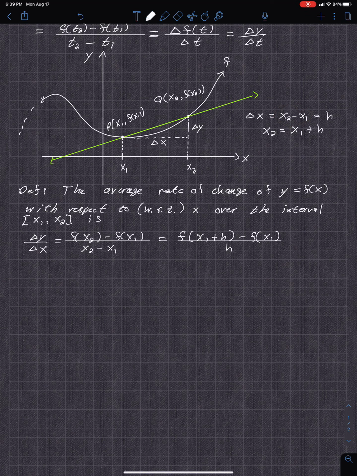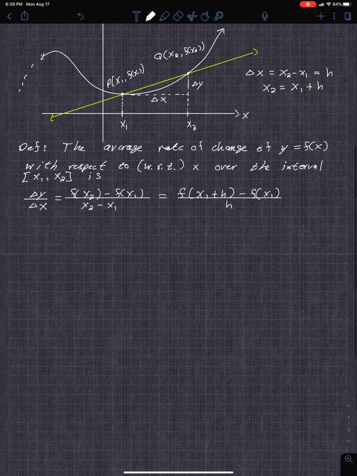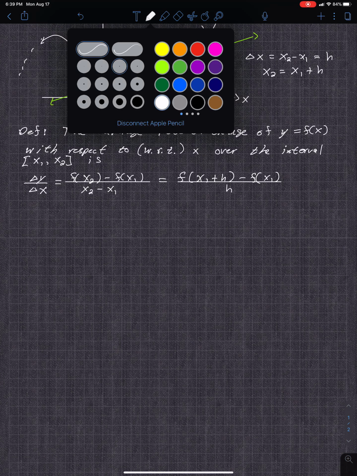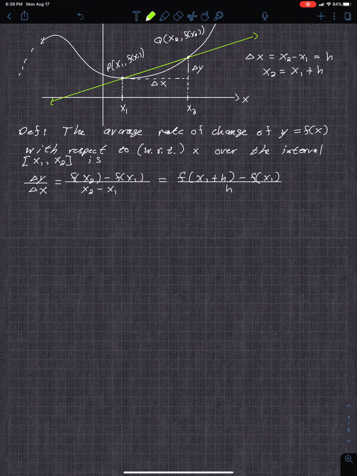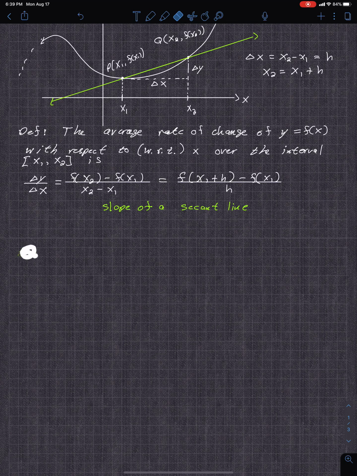Okay, so we need to know both ways of writing average rate of change of a function. And so this is the slope of a secant line. So you want to keep that in mind as well. That's the slope of a secant line. Okay. So let's look at an example. Don't want green yet. Let's change that to my standard color here.